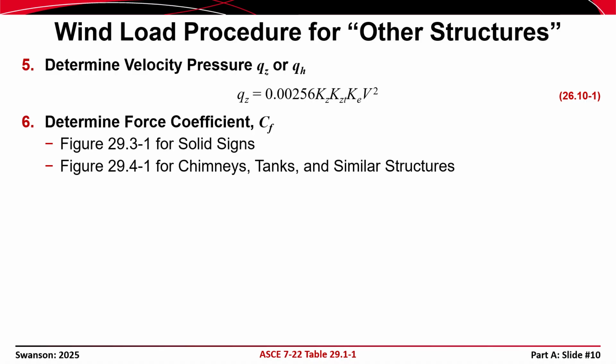Step number 6 is to determine the force coefficients C sub F for the structure. These force coefficients account for the effects of the aerodynamics of the structure and the way that the wind interacts with the structure, providing a means of calculating wind forces as a function of the dynamic wind pressure. I use the word coefficients in the plural here because there are often several cases to be considered for the wind force coefficients. The cases are different than the load combinations.